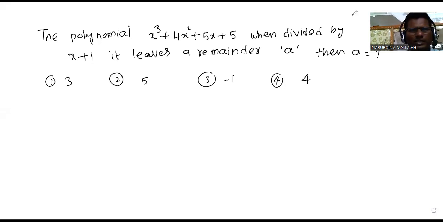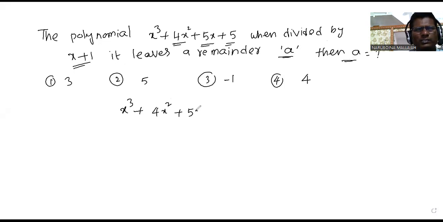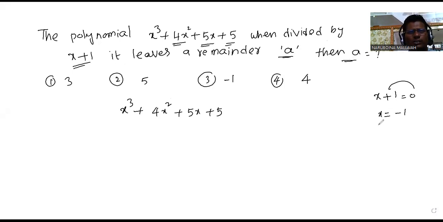The polynomial x³ + 4x² + 5x + 5, when divided by x + 1, leaves a remainder a. That a we have to calculate. The given polynomial is x³ + 4x² + 5x + 5. Here we have to divide by x + 1. x + 1 = 0 means x = -1. So substitute -1 in the place of x. You will get the remainder.